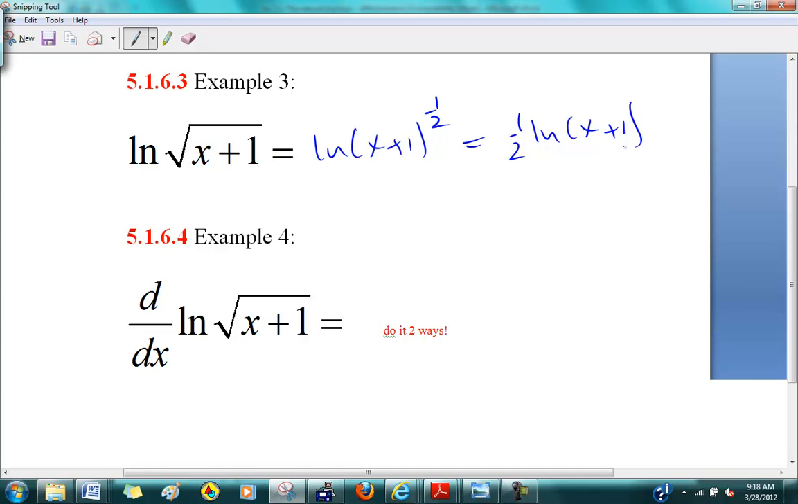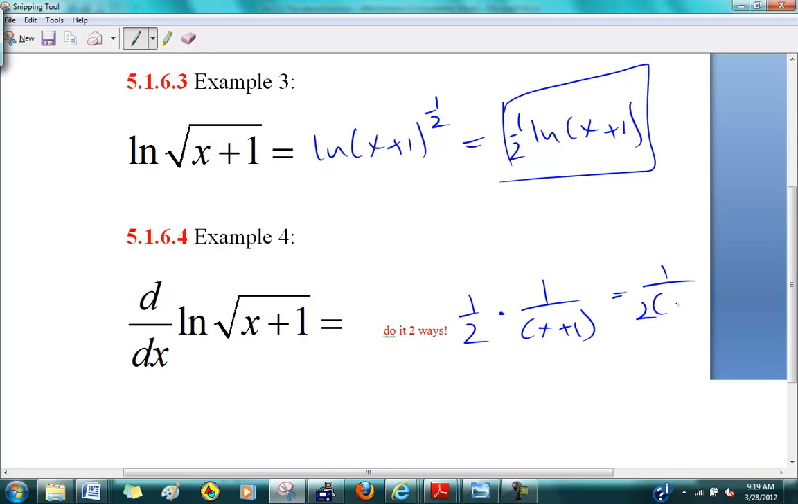Okay, so now we're going to differentiate it in 2 ways. We're going to differentiate this thing here first. So the half stays because that's a constant. And what's the derivative of ln x plus 1? 1 over x plus 1. Okay, guys, with me on that? So that's one way, and now the other way.